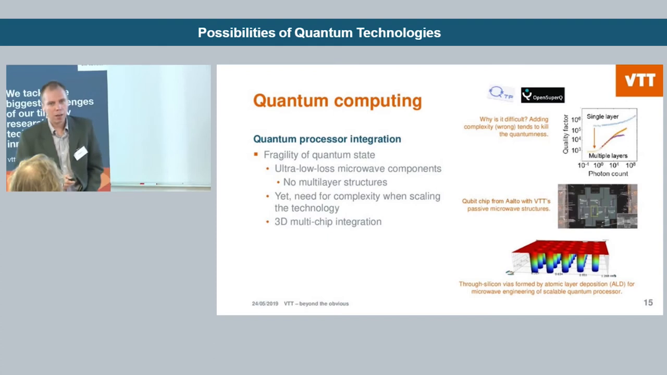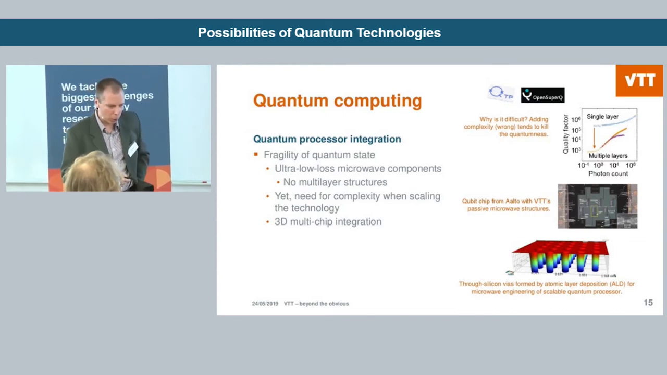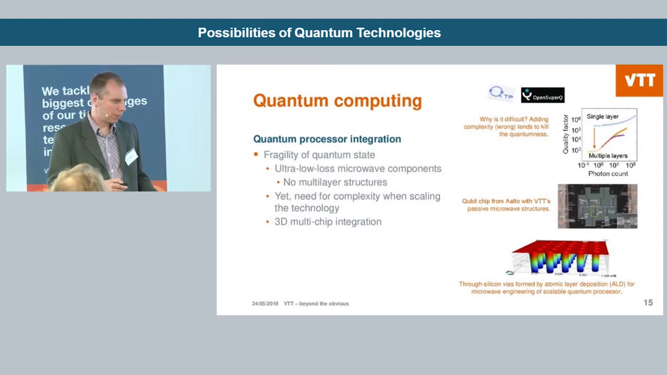The qubits are typically coupled to these microwave resonance structures that form part of this quantum circuit. They are needed for readout. They are needed for coupling the qubit to the environment. This passive microwave resonator is part of the quantum system.